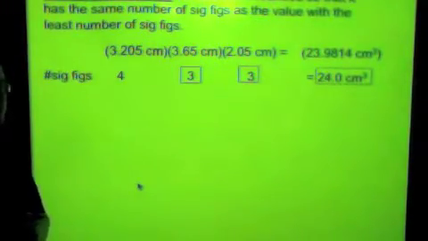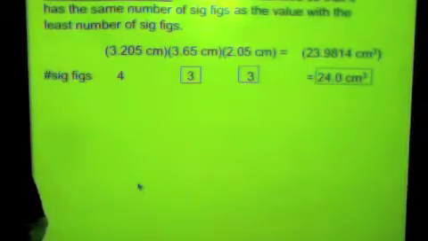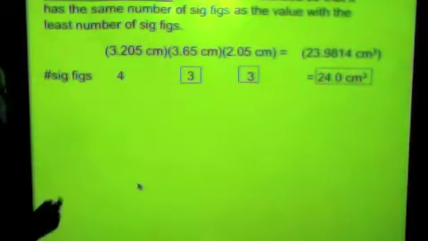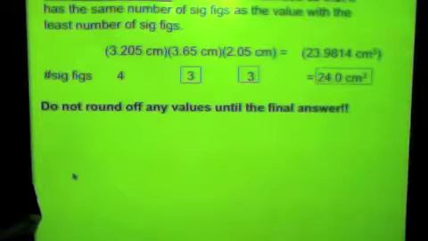Yes, you have to have the 0.0 to get full credit because you're showing me that it's 3 sig figs. Without that 0, you then only have 2 sig figs. So you would also be wrong. Now the last thing, because we're going to have problems that are going to have multiple steps in them: you do not round off any values until the final answer.